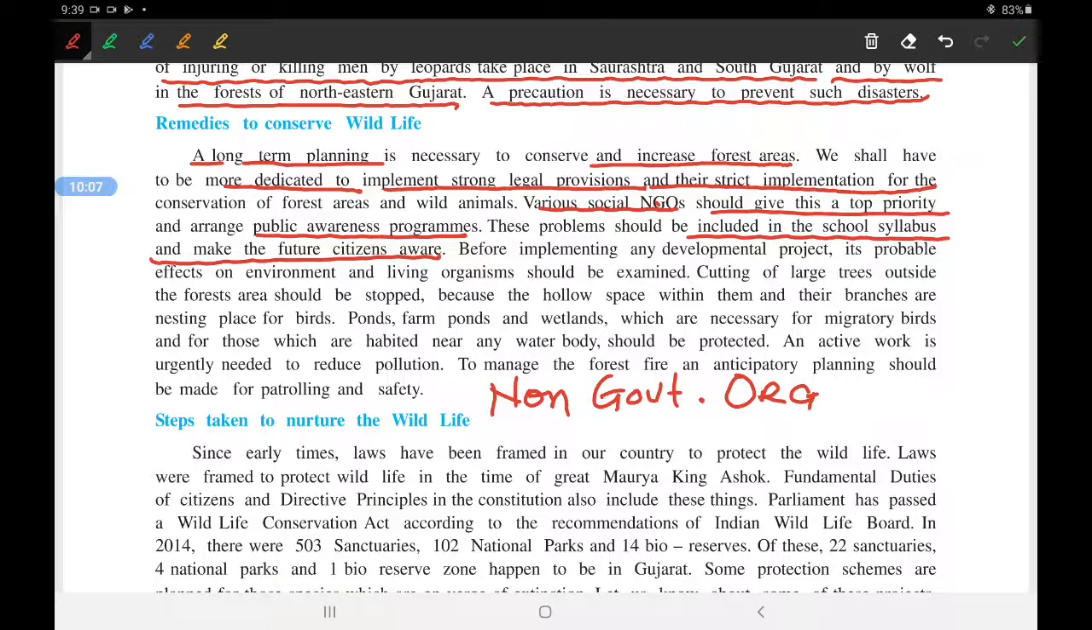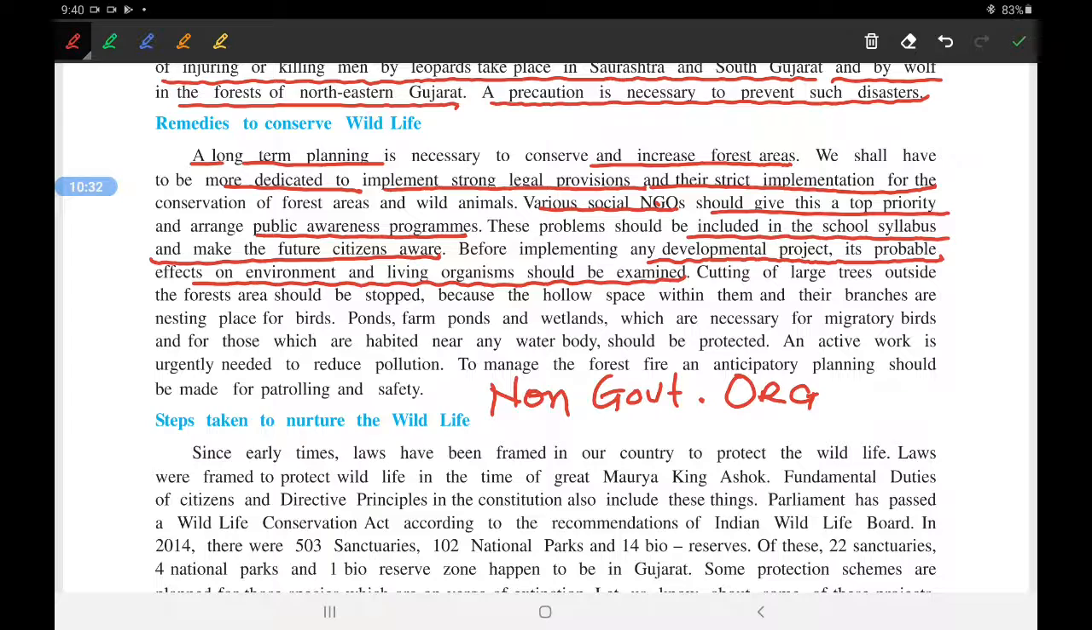Before implementing any developmental project, its probable effect on the environment and living organisms should be examined. This is very important. What effect it will have on the environment, and at the same time on living organisms, should be examined and checked.